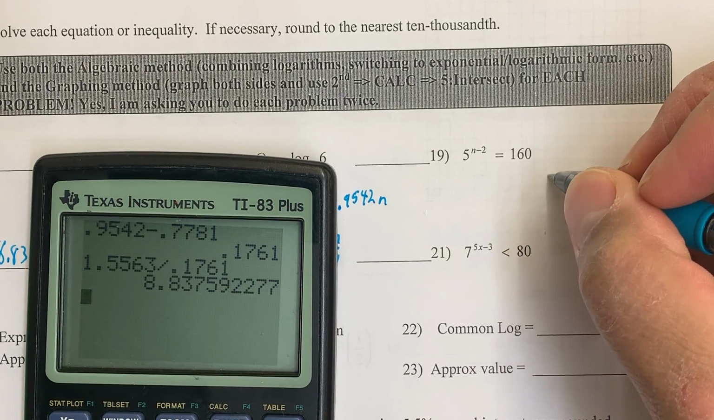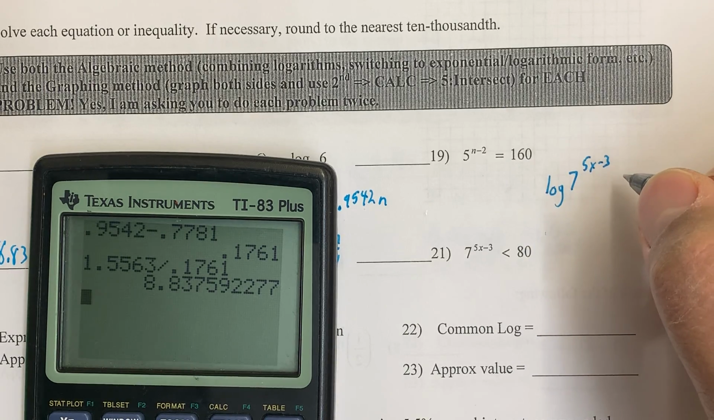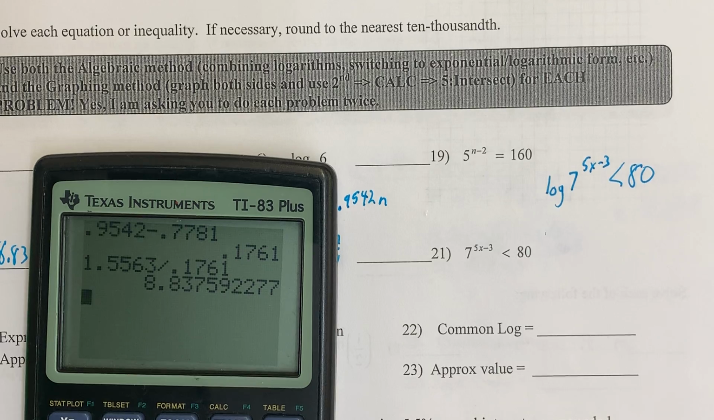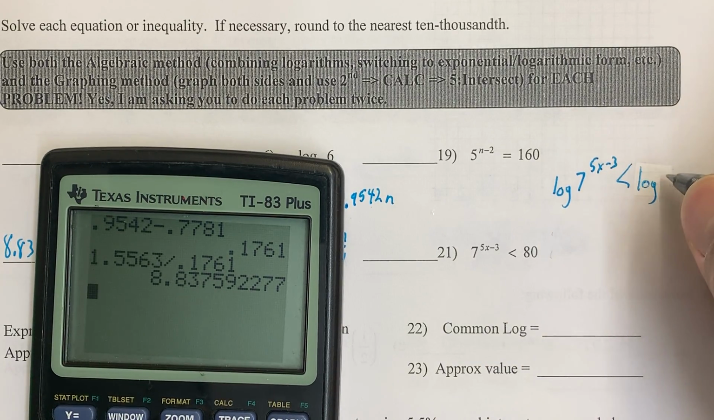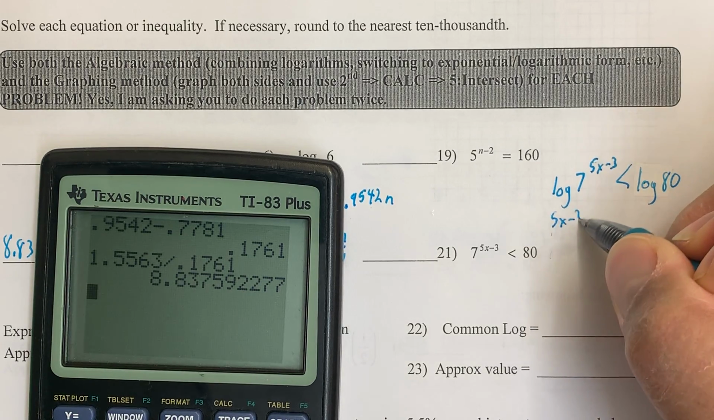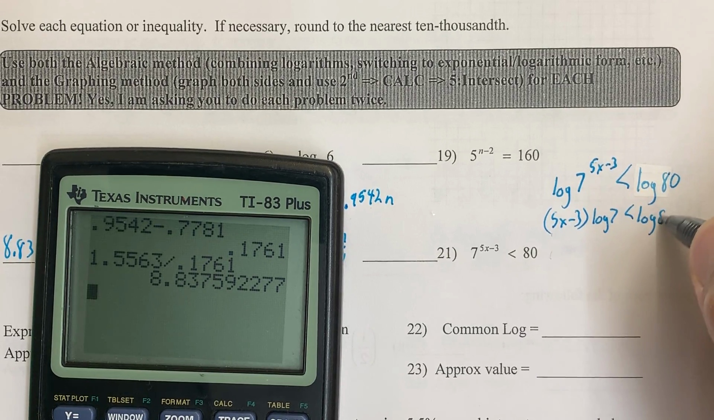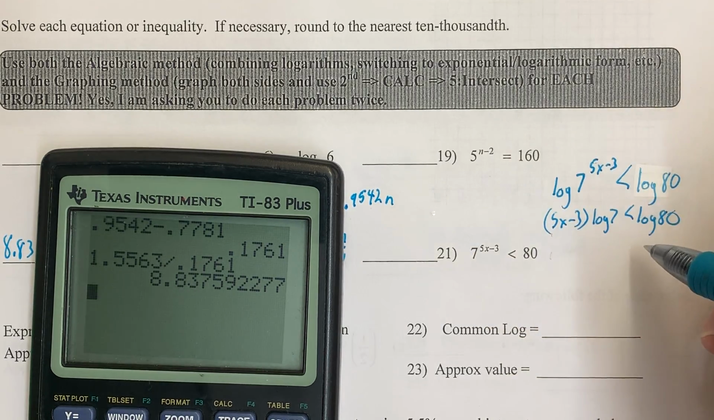I'll work over here. Log of 7 to the 5x minus 3 is less than 80. Oops, sorry. Log of 80. Like I said, just like the real class. Log of 80. Okay. Bring this down. 5x minus 3 times log of 7 is less than log of 80. Divide both sides by log of 7, just like we did up here for number 19, right?